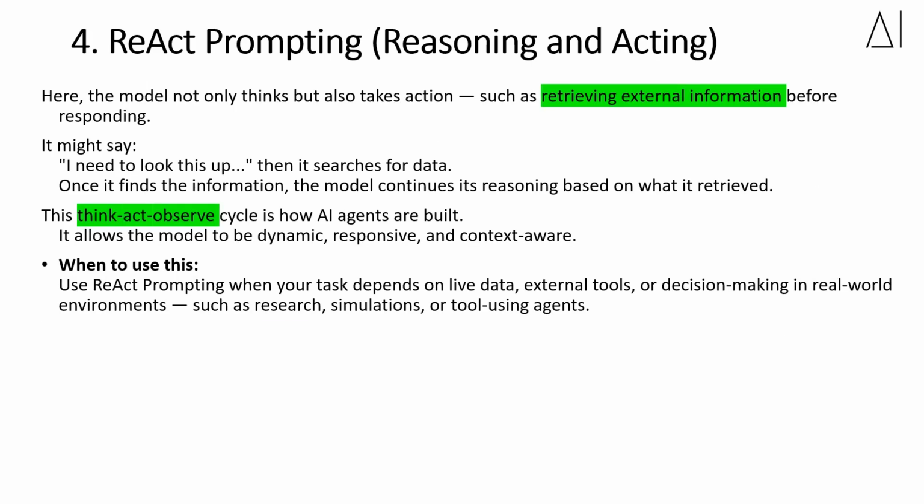Now comes react prompting, which stands for reasoning and acting. Here, the model not only thinks but also takes actions such as retrieving external information before it responds. It might say, I need to look this up, then it searches for data. Once it finds it, the model continues its reasoning based on what it retrieved. This think, act, observe cycle is how AI agents are built. It allows the model to be dynamic, responsive, and context-aware.